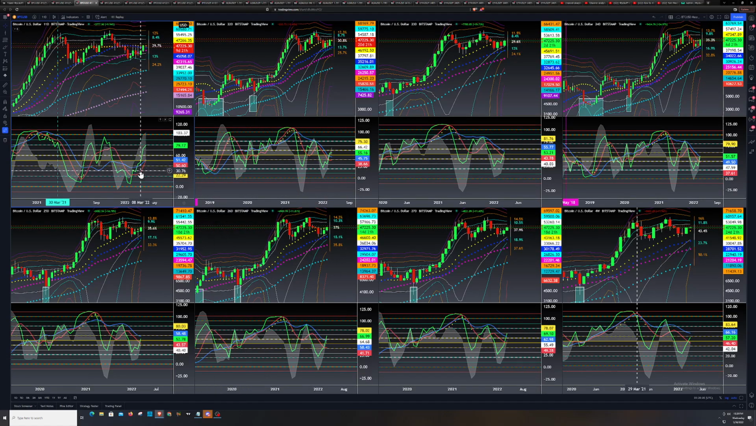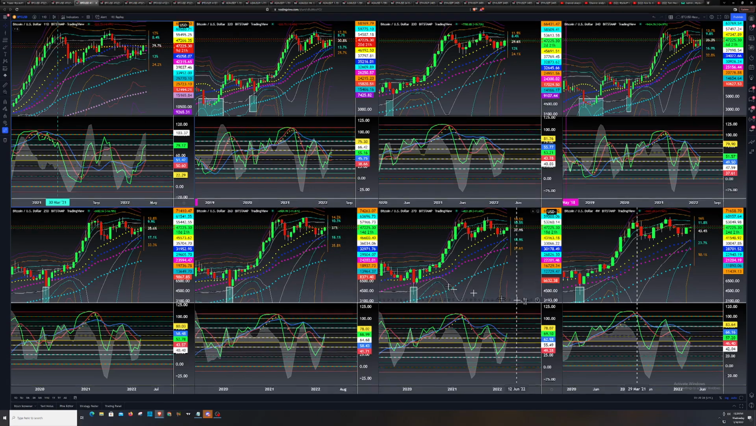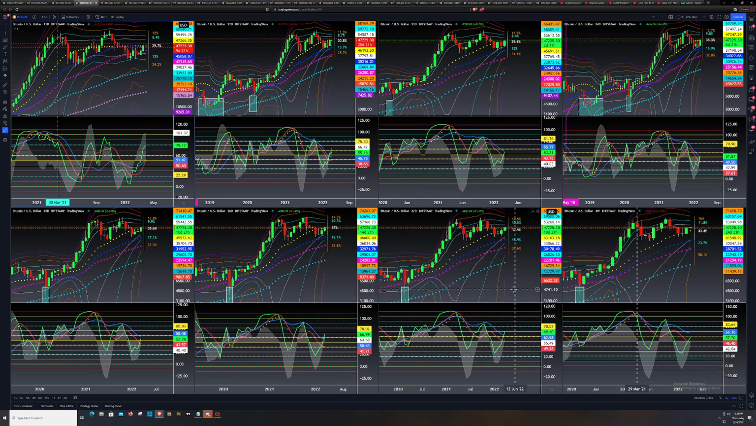By the way, the red and the green, they're both RSI, relative strength indexes, but with different inputs. You'll have a hard time copying or mimicking that with just a regular RSI because there's other math involved in that.